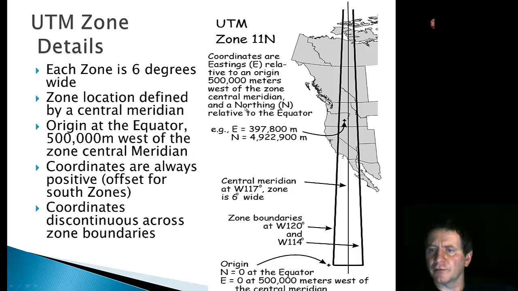5,000 meters to the west of the zone, and a relative northing relative to the equator. So this northing is this particular number. So you can see the origin is here. The reason that the origin is outside of the zone is so that all numbers in the zone are positive.